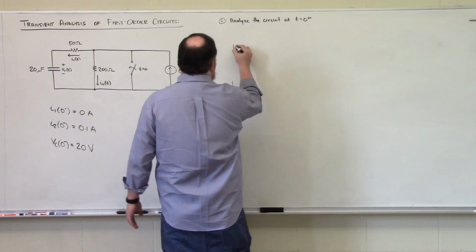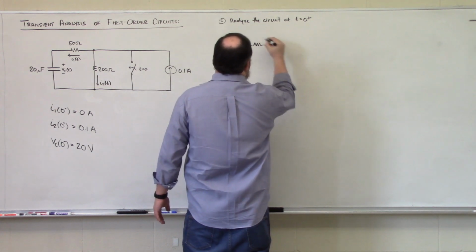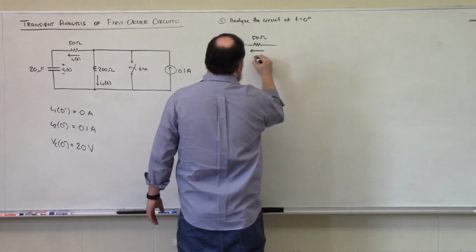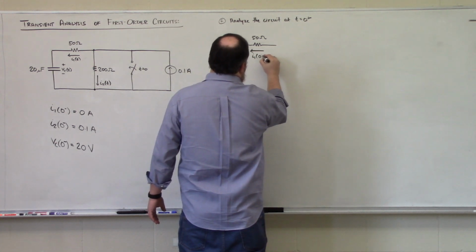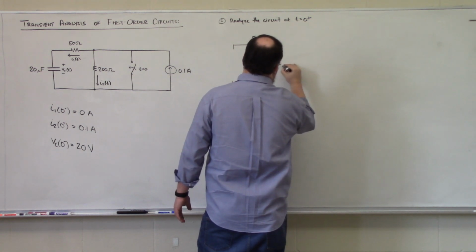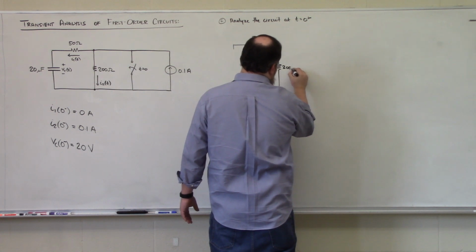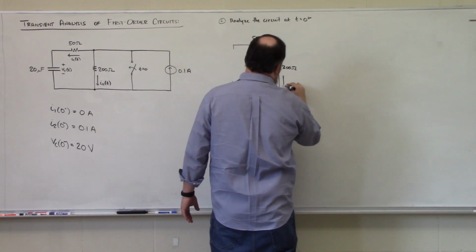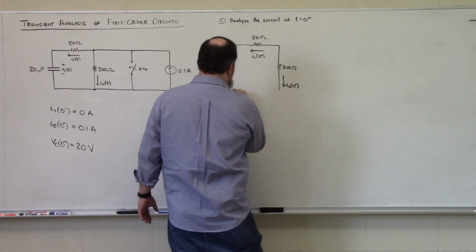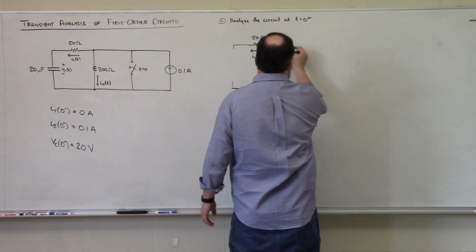So here will be our 50 ohm resistor, where this is our current I1 at 0 plus. Here is our 200 ohm resistor, where we have I2 at t is equal to 0 plus. Our switch is closed, so it is a short circuit.